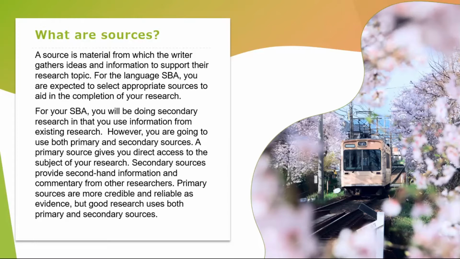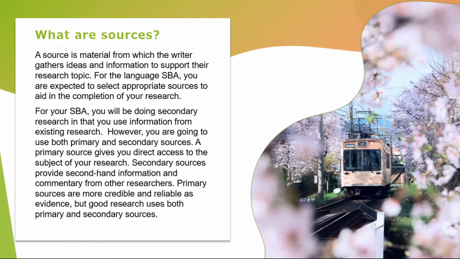In doing your secondary research, you are allowed to use both primary and secondary sources. A primary source is any source that gives you direct access to the subject of the research, while a secondary source is second-hand information and commentary on these researchers. Primary research is more credible and reliable as a piece of evidence that can be used in your SBA, although both types of sources can be used.